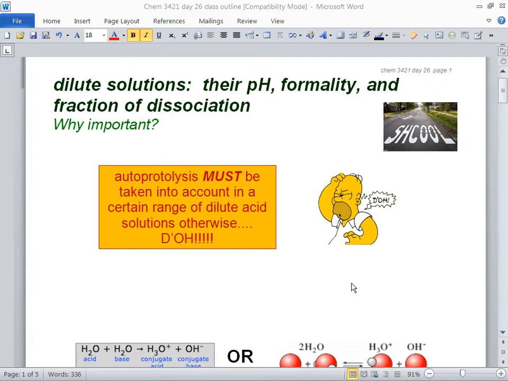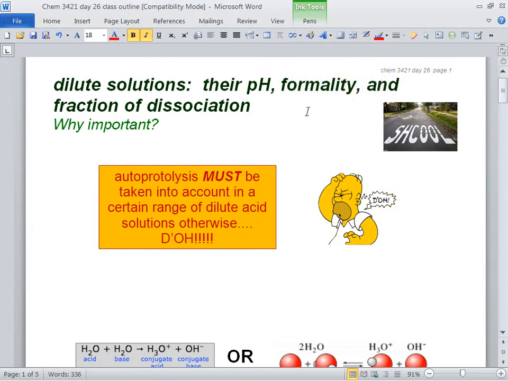So, dilute solutions: their pH, formality, and fraction of dissociation. In a certain range of pH, we have to do a full systematic treatment of equilibrium. Otherwise, we're going to get the wrong answer. So that wouldn't be good.